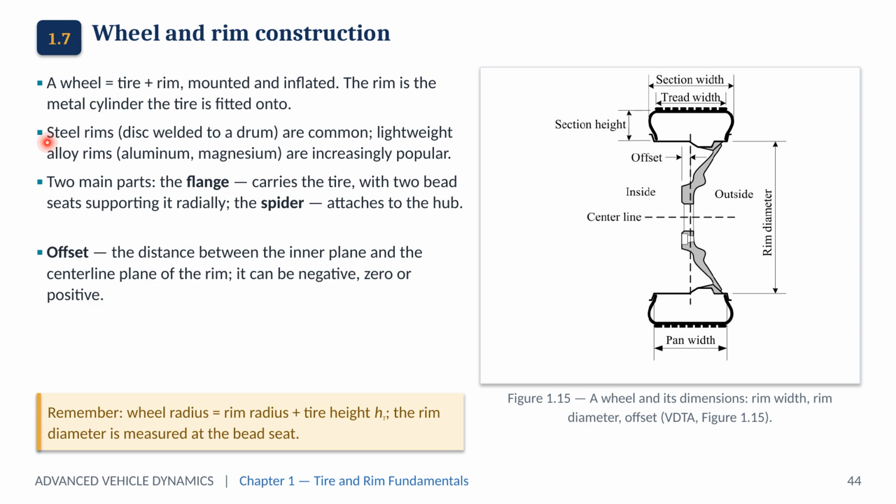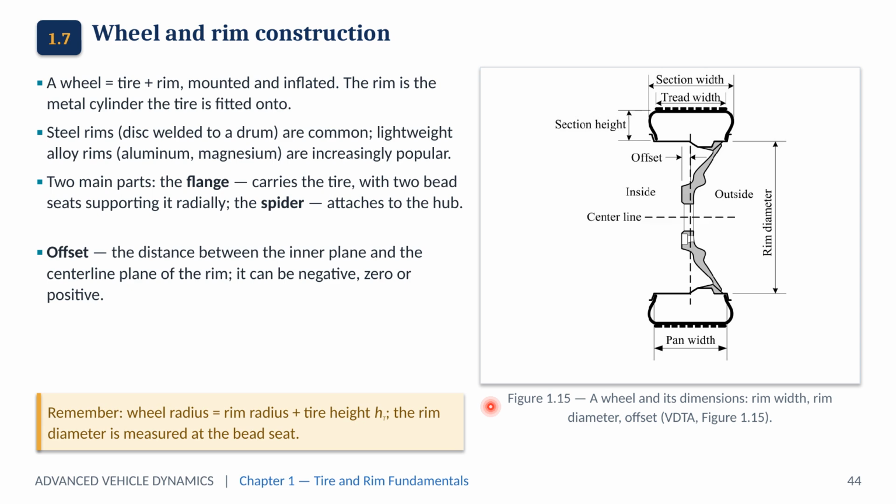A rim has 2 main parts. The flange, which carries the tire and has 2 bead seats supporting it radially, and the spider, the central disc that attaches to the hub. Another important parameter is the offset, the distance between the inner plane and the centerline plane of the rim. The offset can be negative, 0, or positive. Figure 1.15 shows the rim width, the rim diameter, and the offset.